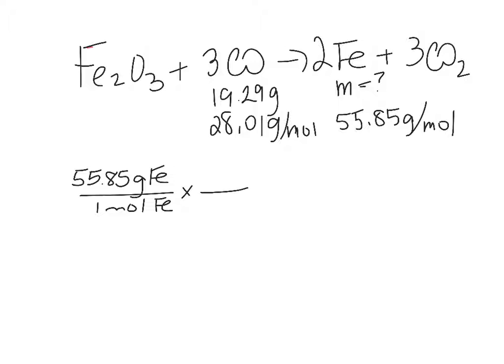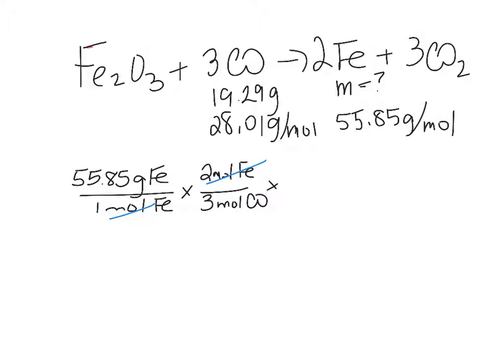I want to get rid of moles of Fe because I just want grams. So I need something that's got moles of Fe in it, but also has information about carbon monoxide in it, because I have all my information about carbon monoxide. Yeah, I've got 2 moles of Fe for every 3 moles of carbon monoxide. So I've gotten rid of my moles of iron, but I've introduced moles of carbon monoxide. So I want to get rid of that.